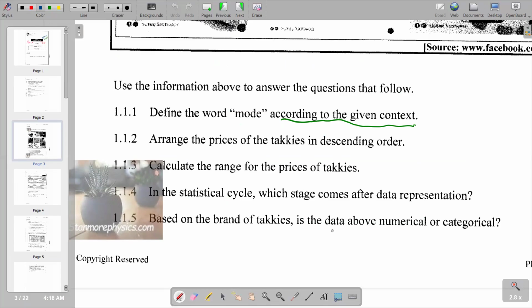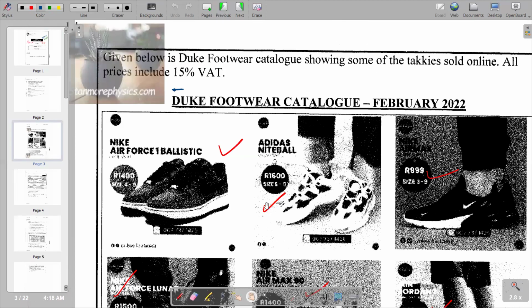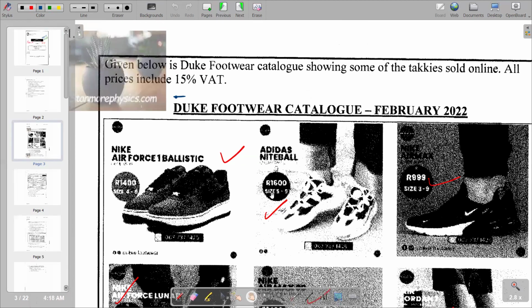Based on the brand of turkeys, is the data above numerical or categorical? Remember, numerical is data presented in the form of quantities. So it's a quantitative analysis. Then if you look at the categorical, it's a qualitative analysis. So if you look at the data that we are given, you would see that it's data that is being presented in the form of brands of turkeys. So obviously it becomes categorical data. So as we are given, we are just going to say categorical as answer section.